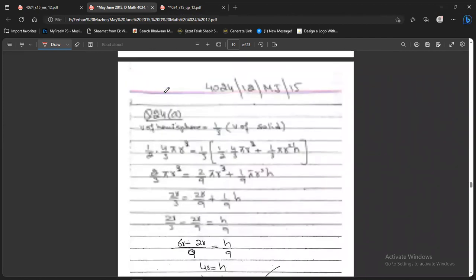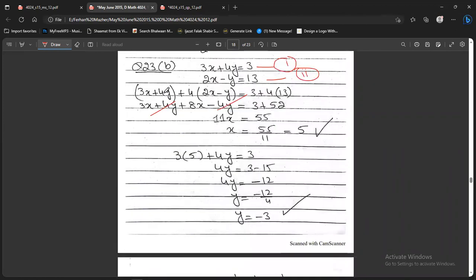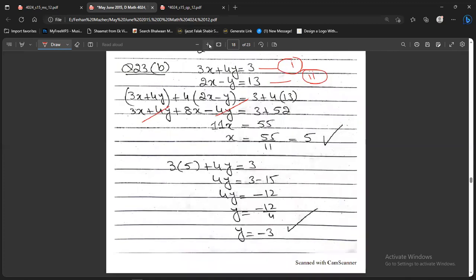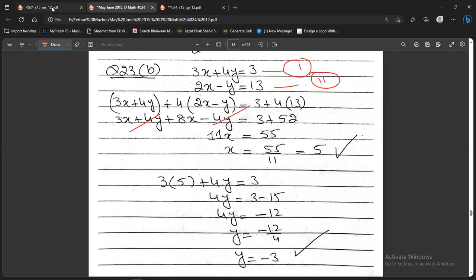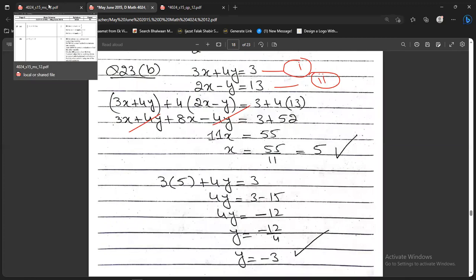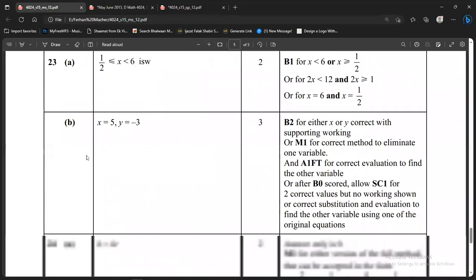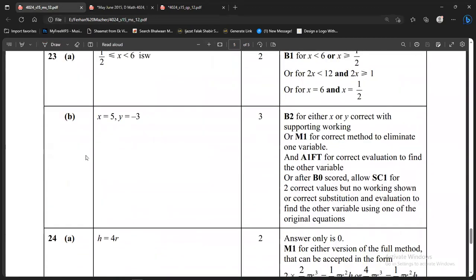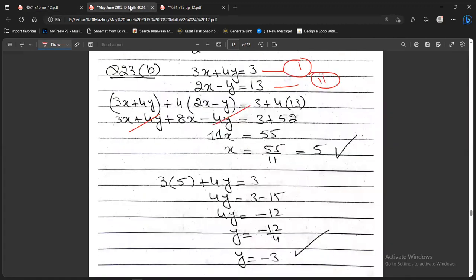Yeah, question number 23, B part. x is 5, y is minus 3. So our answer is right. This is the solution.